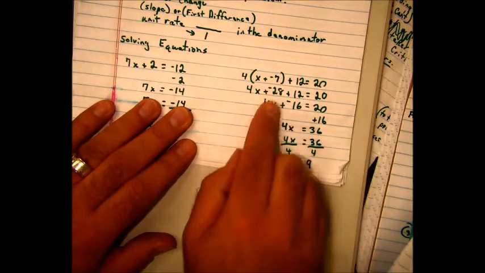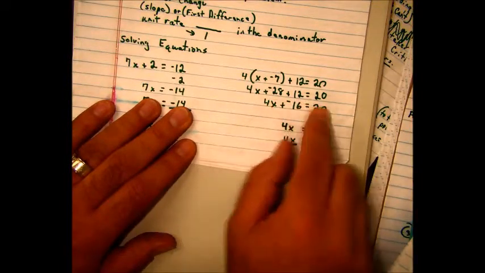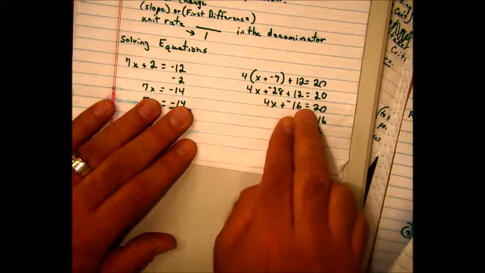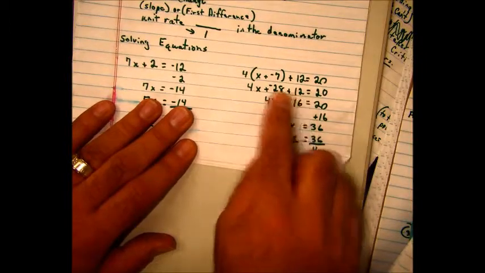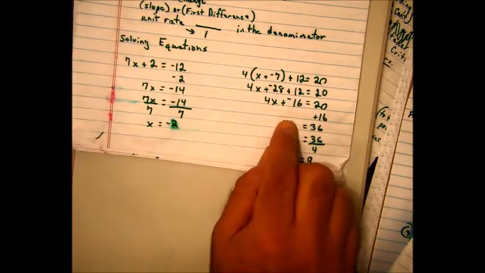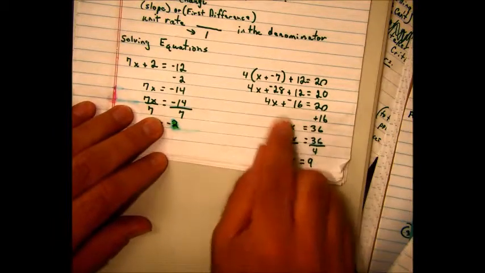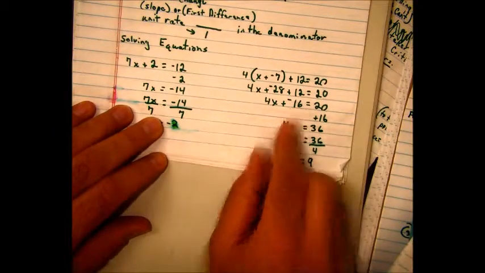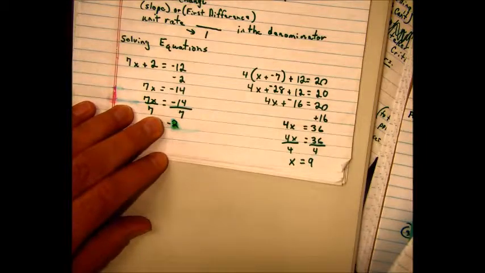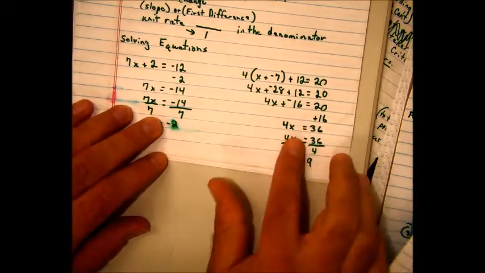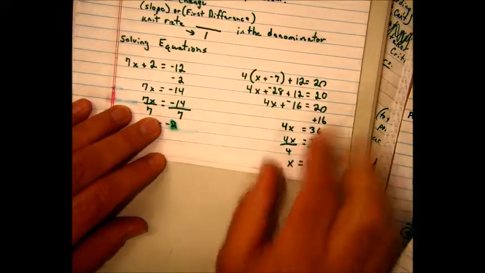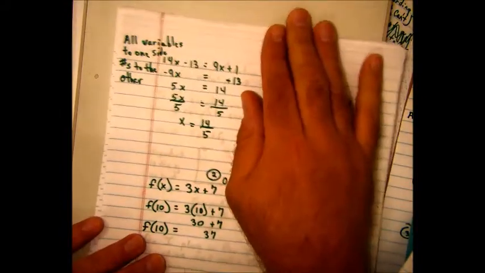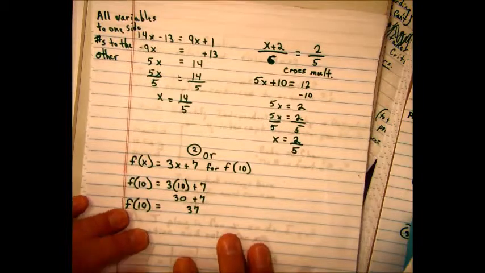In this problem, you have to remember to distribute, which means to multiply more than once. So this is 4 times x, which is 4x, plus 4 times negative 7, which is negative 28, plus 12 equals 20. Combining like terms, which would be the negative 28 and the positive 12, because they don't have variables. When I combine them, I get negative 16. Then I have to get rid of the negative 16 by adding 16, which gives me 4x equals 36. Then I would divide both sides by 4 and that gives me x equals 9.